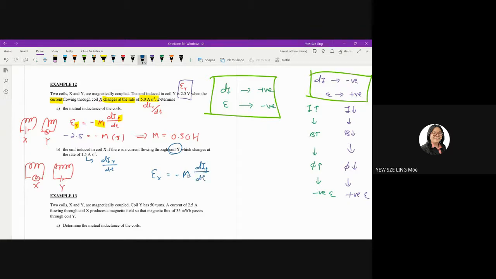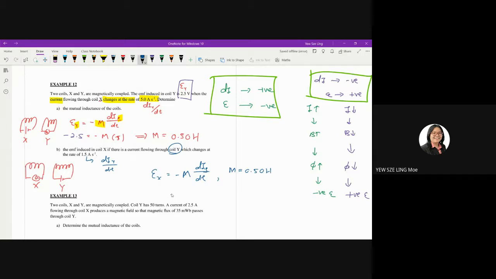Now, what happens to the M? M is still going to have the same value. Why? Because now you are not changing the number of turns of coil. You are not changing the cross-sectional area. You are not changing the length of the solenoid. Everything is kept the same. The only thing you change is the positions of the galvanometer and the battery. Therefore, M is still equal to 0.50 Henry, because you are not changing the physical structure of these two solenoids. So they still have the same mutual inductance.